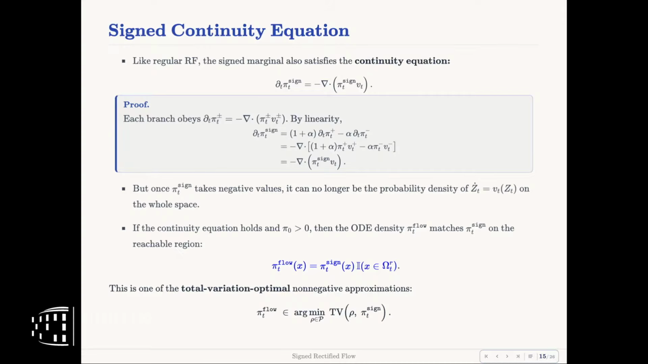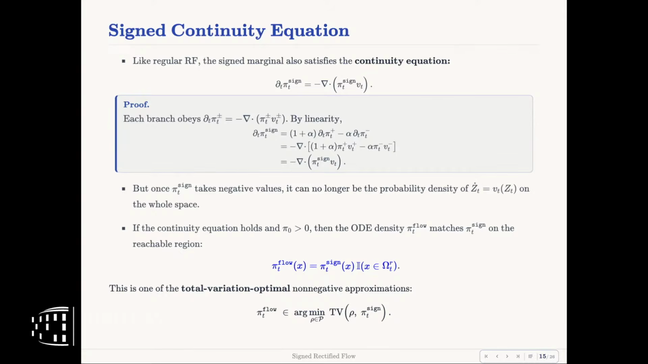The only special thing is that this signed measure is not a probability solution of the continuity equation. It's actually a solution that has signs. It's a signed measure solution, right? So if you allow signed measures, the continuity equation may not have unique solutions.